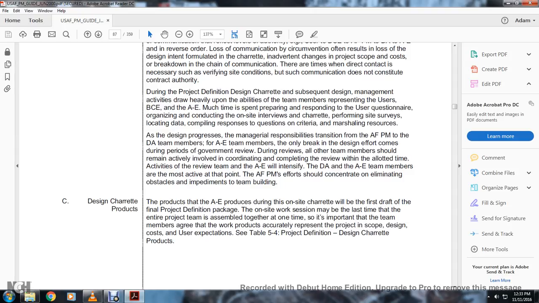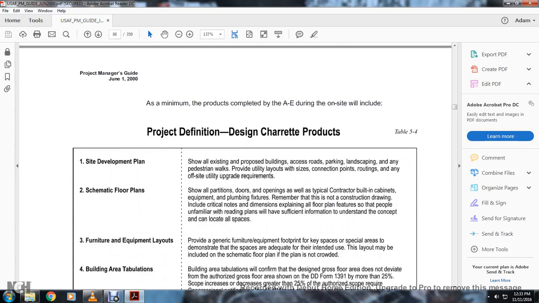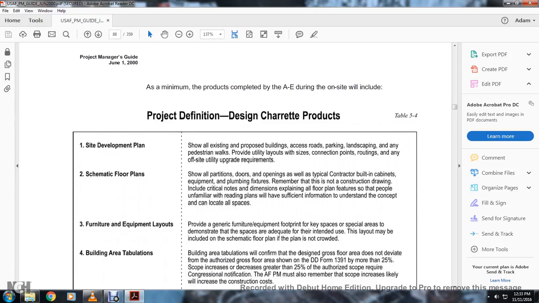Project Definition of Design Charrette Products. Site development plans show the existing and proposed buildings, access roads, parking, landscaping, and any pedestrian walkways, and provide the utility layout, size, connection points, routings, and off-site utility upgrade requirements. Schematic floor plans show all the partitions, doors, openings, typical contractor-built cabinets, equipment, and plumbing fixtures. Remember that it is not a construction drawing.